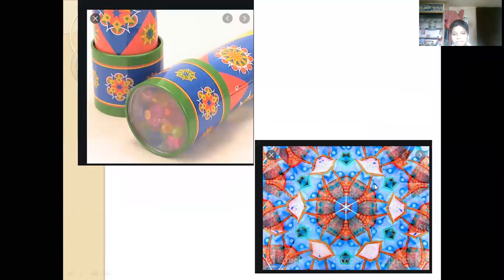This is the image. See, such a design will be formed. This is nice, no? See, these are the glitters used. They will be in the shape of a circle or also in the shape of a triangle. There is a prism.